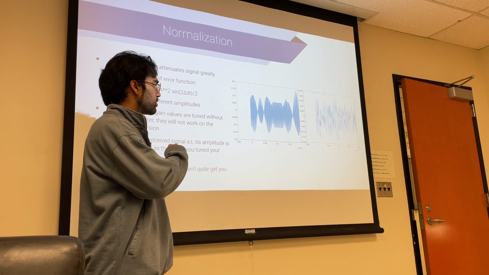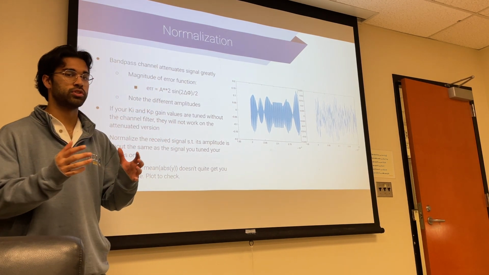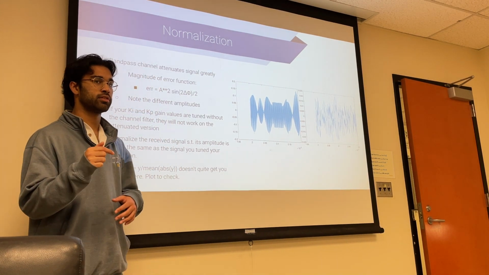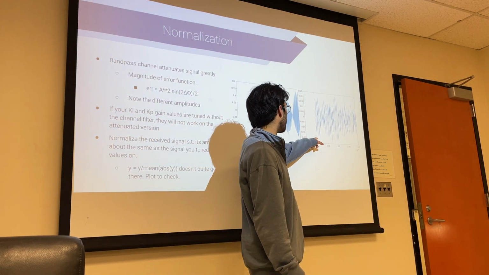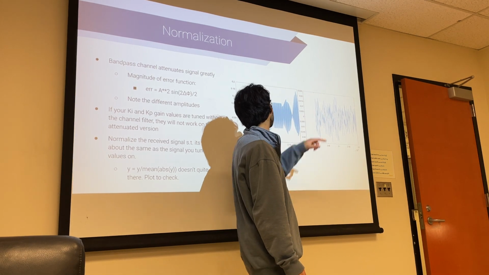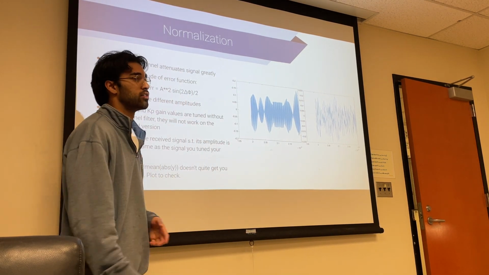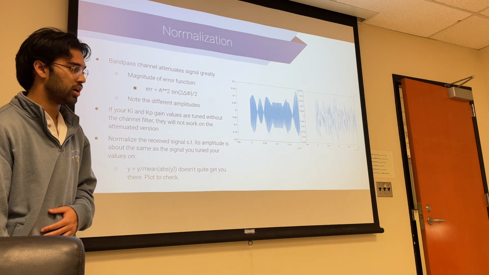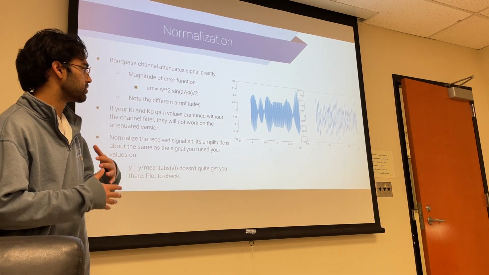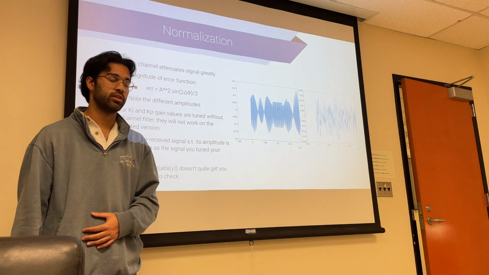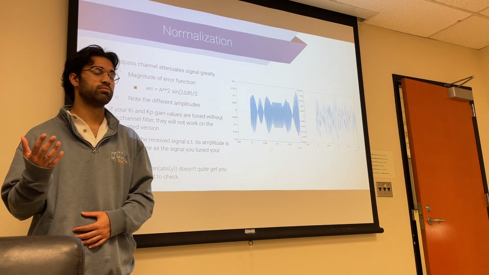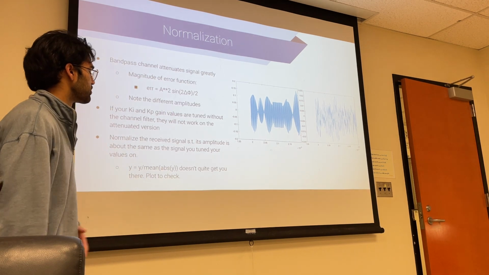If we tune it to that amplitude and we put in the channel filter, the magnitude is going to be significantly less. We see over here it's got a magnitude of at most 0.02, which is a tenth of the original magnitude. So your Ki and Kp values will not work, which is why we do this thing called normalization.